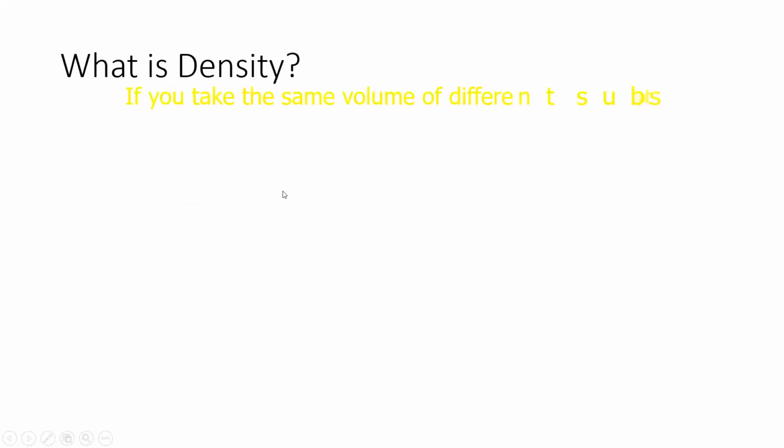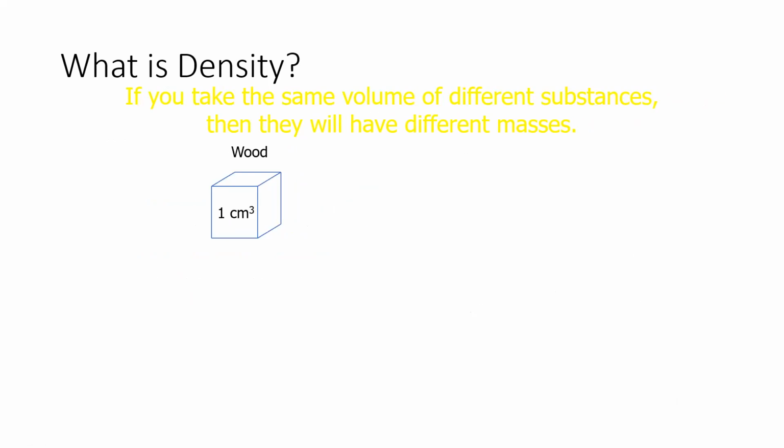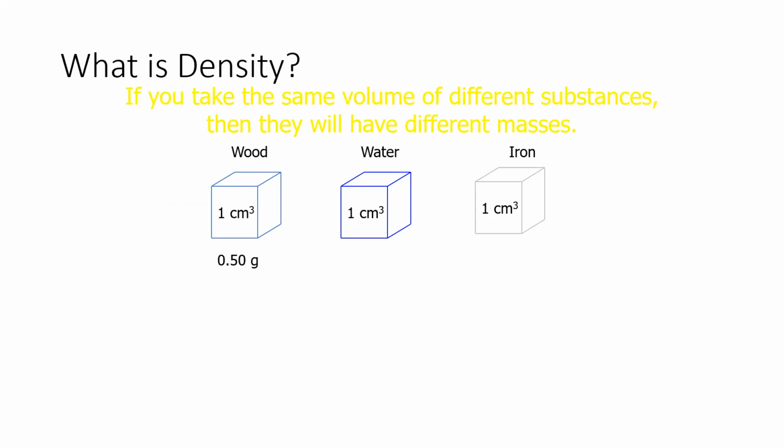So what is the concept of density? Basically, if you take the same volume of different substances, they will have different masses. For example, you took wood with a volume of 1 cm cube, then water also with a volume of 1 cm cube, and then iron also with a volume of 1 cm cube. So we took equal volumes of wood, water and iron. The mass of the wood is 0.50 gram, the mass of the water is 1 gram, and the mass of 1 cm cube of iron is 8 gram.